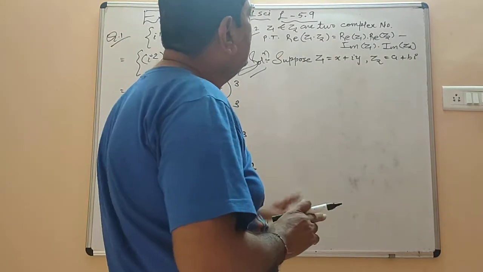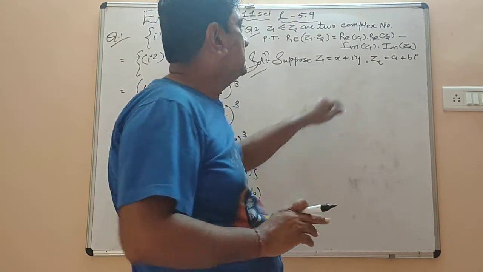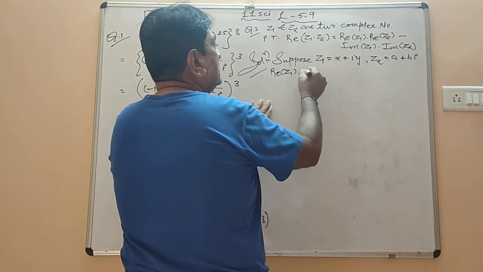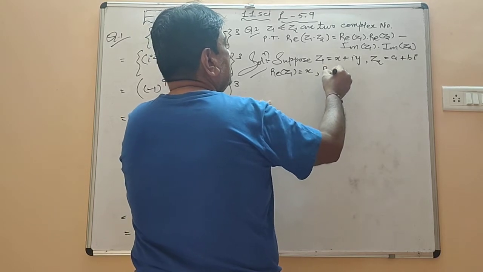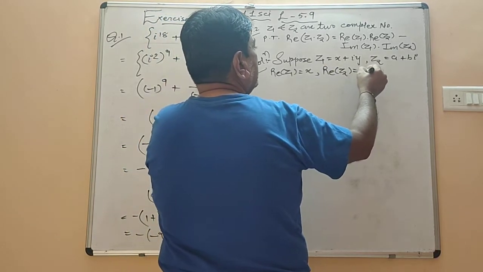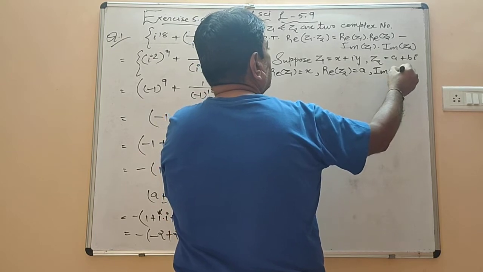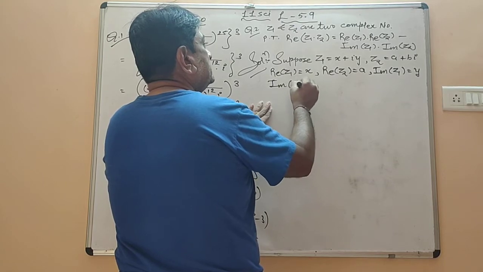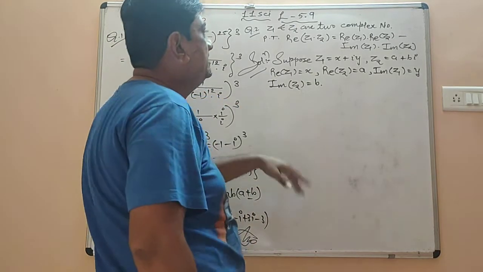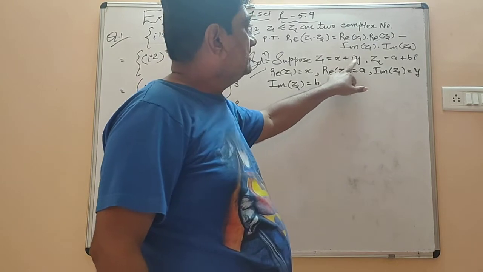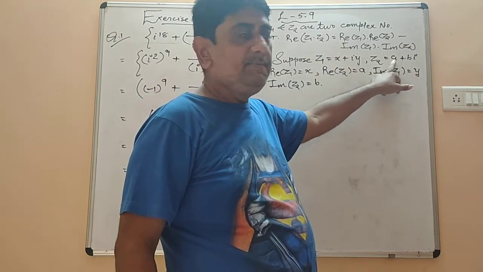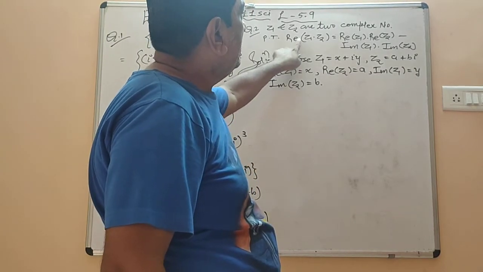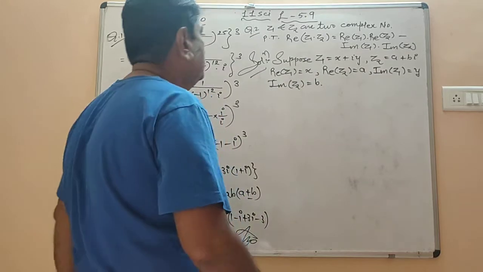Now what we need in right hand side, we require real part of Z1. And what is real part of Z1? Real part of Z1 is x. Real part of Z2 is a. Imaginary part of Z1 is equal to y. And imaginary part of Z2 is equal to b. Z1 का real part, इसका imaginary part. Z2 का real part and imaginary part. वो आ गया. Now we need real part of Z1 into Z2.